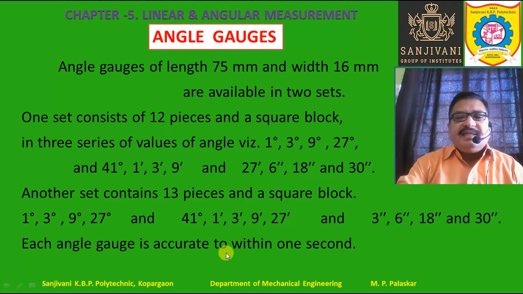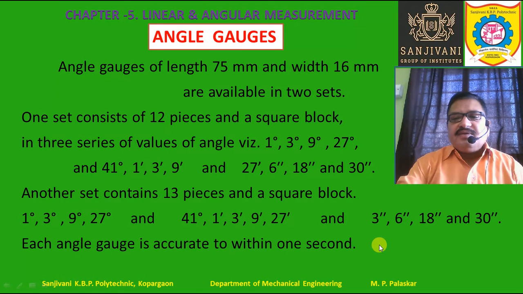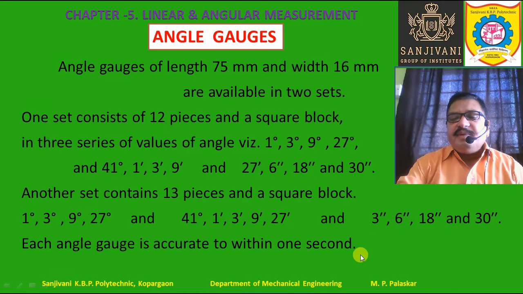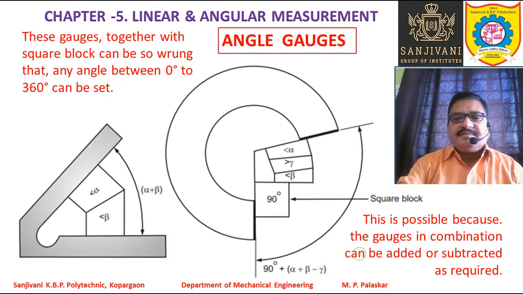So each angle gauge is accurate to within 1 second. So the accuracy or the tolerance to which these angle gauges are manufactured is 1 second. So within 1 second the accuracy of these angle gauges lies. That means the variation in the angle cannot be more than 1 second.